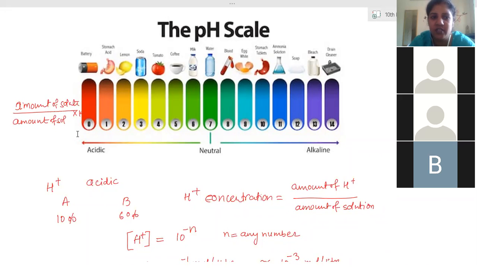So now here you can see the stronger ones. The strongest one, HCl, concentrated HCl is the strongest acid. After that, H2SO4 will come, and after that, nitric acid will come. So the strongest acid is concentrated hydrochloric acid. And the strongest base is sodium hydroxide. All others lie in between that.